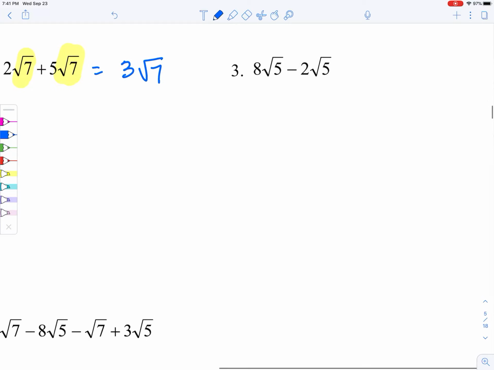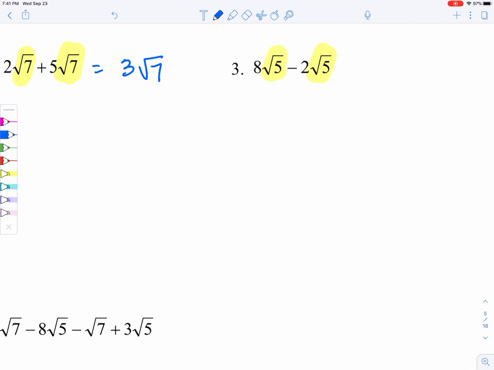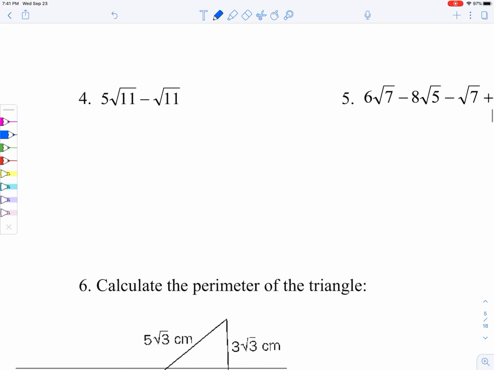Question 3. I've got 8 root 5's minus 2 root 5's. The guts match, so it's 8 minus 2, which is 6 root 5. For question 4, we have 5 root 11 minus root 11. That really has a ghosty 1 in front of it there. So the guts match. So 5 minus 1 is 4 root 11.